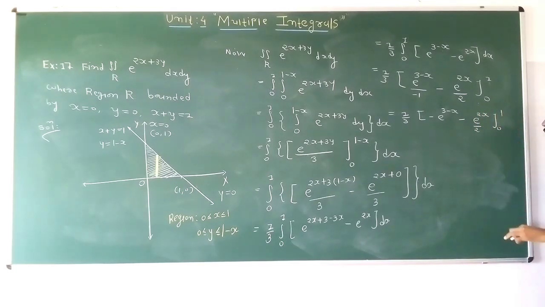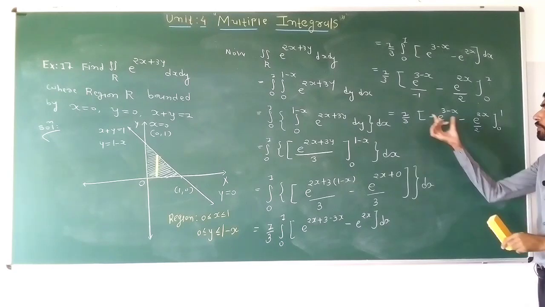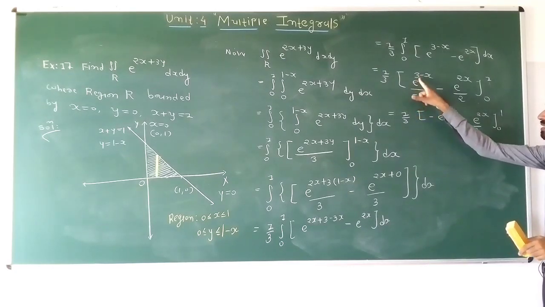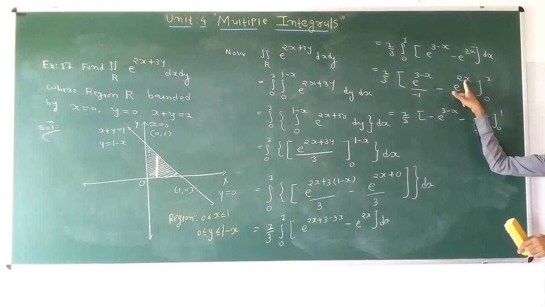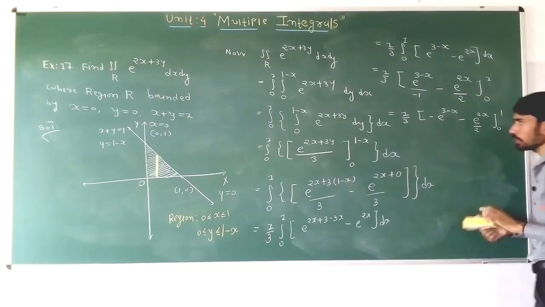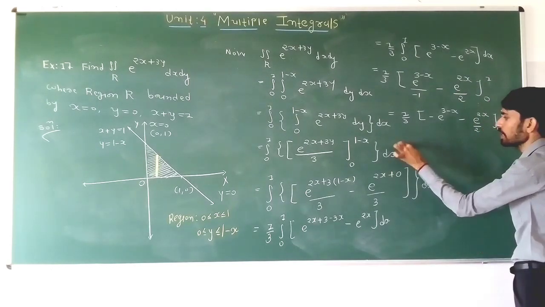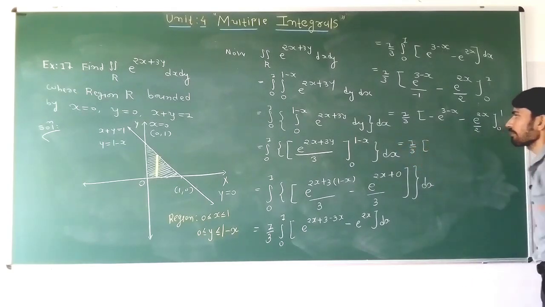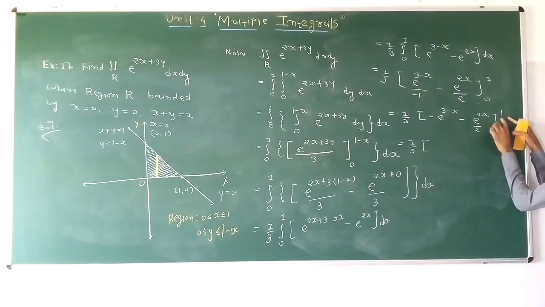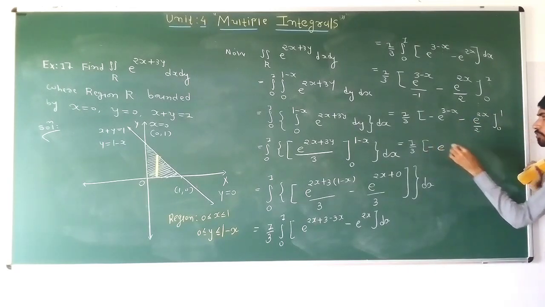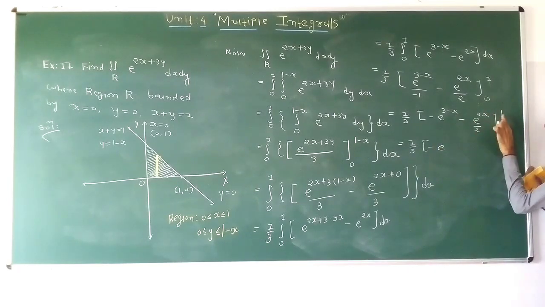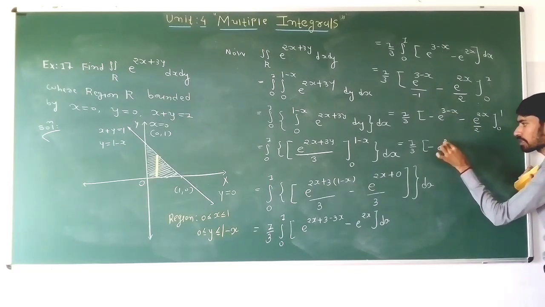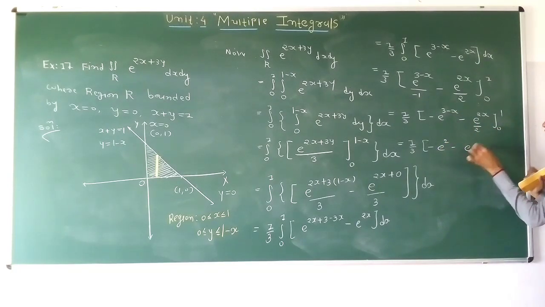We have not yet substituted the limits; we just rearrange our terms. Minus e raised to 3 minus x minus e raised to 2x upon 2. Now we apply the limit. So 1 upon 3 as it is. Now we apply the upper limit in place of x. So minus e raised to 3 minus 1, that means e square, minus e raised to 2x with x replaced by 1, so e square by 2. So this is the upper limit.